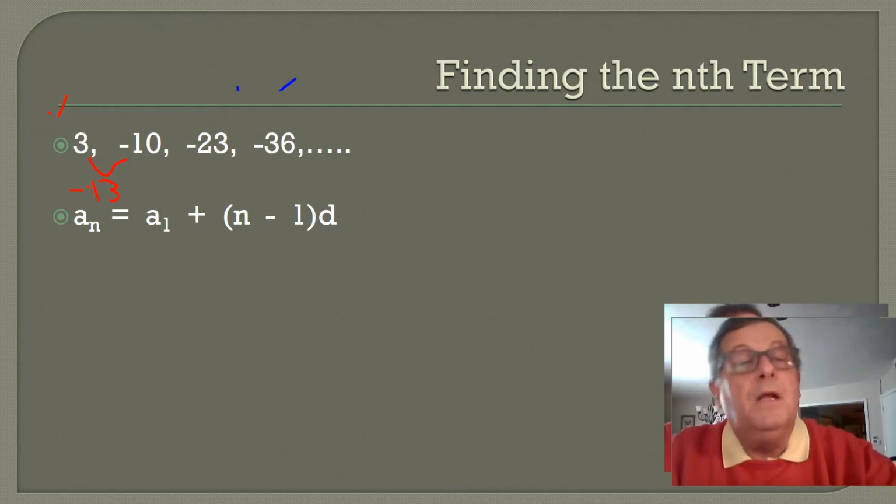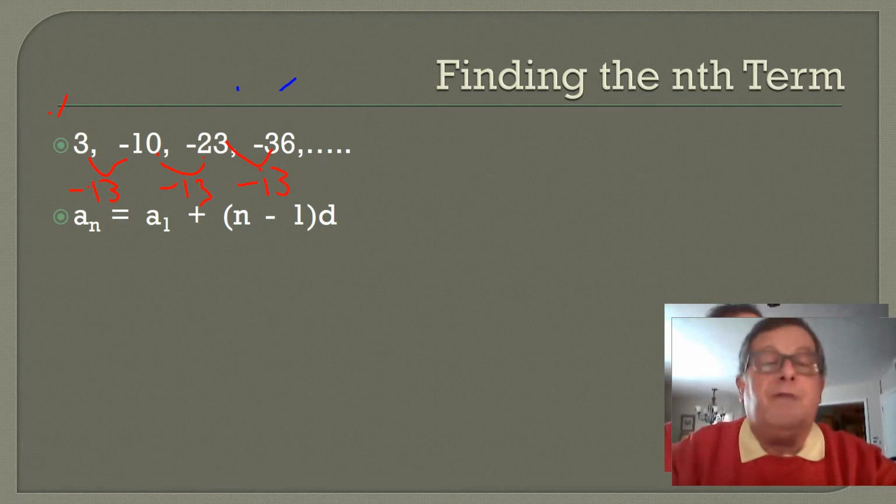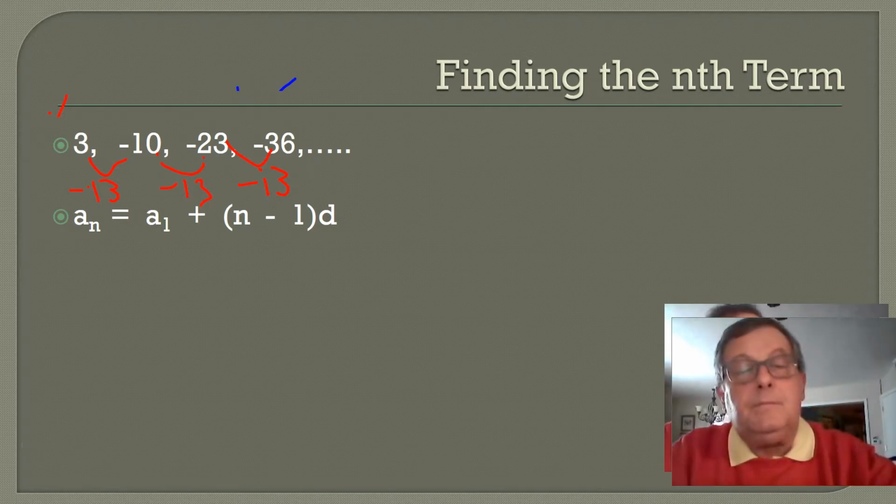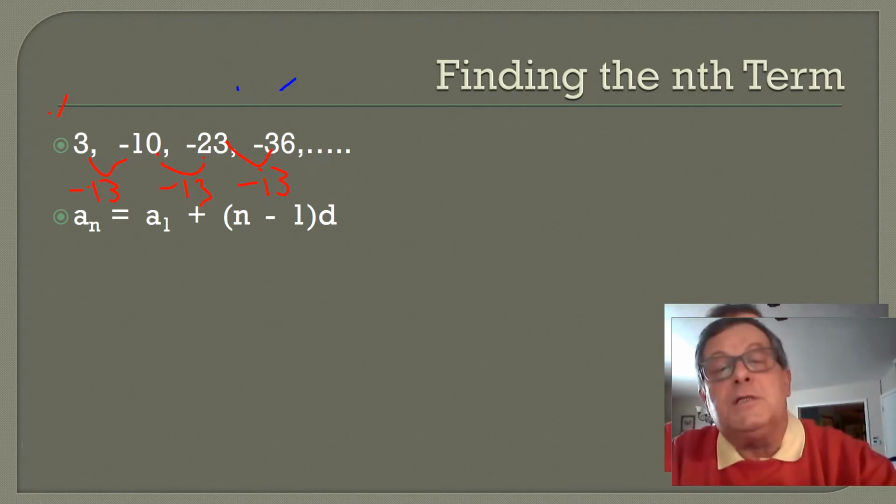That's good. All right. So we got minus 13 difference between the first and the second number in the sequence. And from minus 10 or negative 10 to negative 23 is also negative 13. And from negative 23 to negative 36 is again negative 13. So I'm pretty well convinced from what I see that my common difference, or d, equals negative 13.